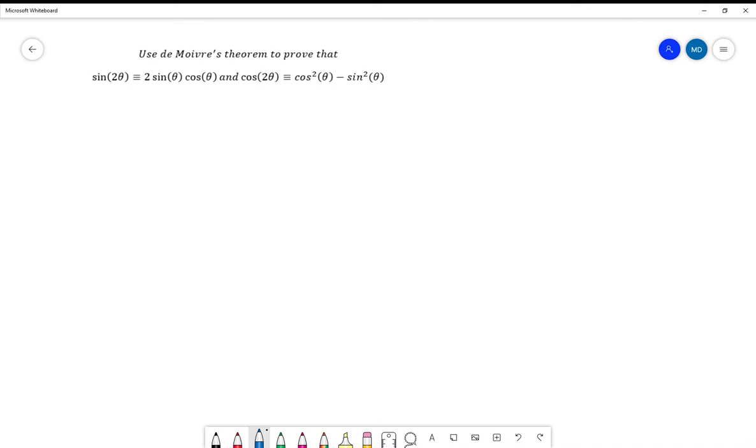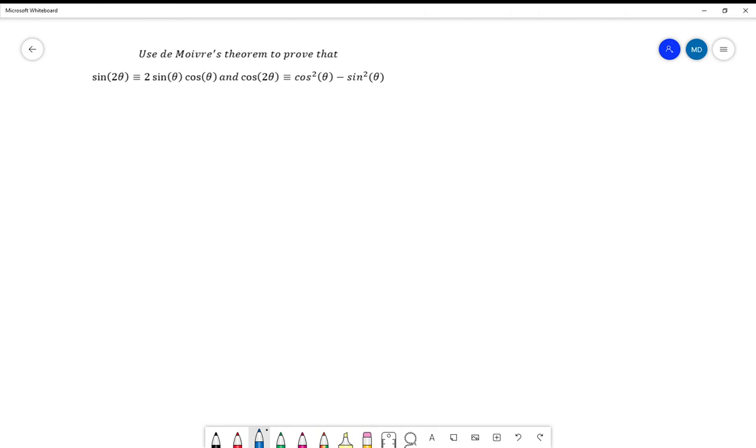I'm Mr. Daycock, and today I'm going to be teaching you how to use de Moivre's theorem to prove trigonometric identities. Here are two trigonometric identities, the double angle formulae for sine and cosine, and we're going to use de Moivre's theorem to prove them. You should recognise these, they are fairly standard. If you don't, make sure you go over your angle addition formulae and double angle formulae again, because they are quite important.